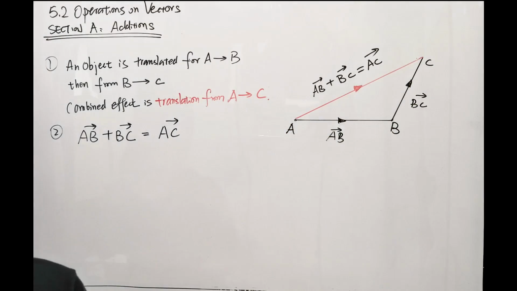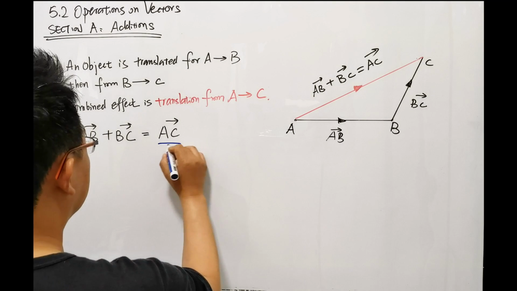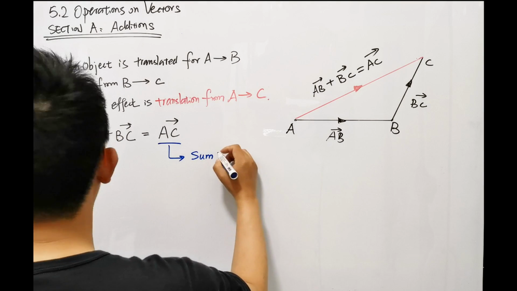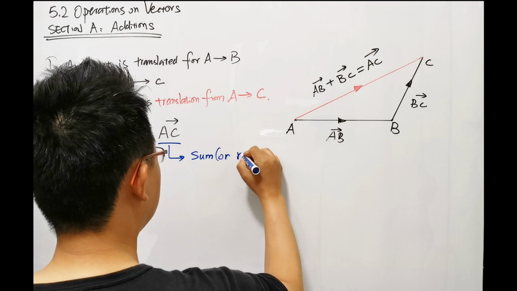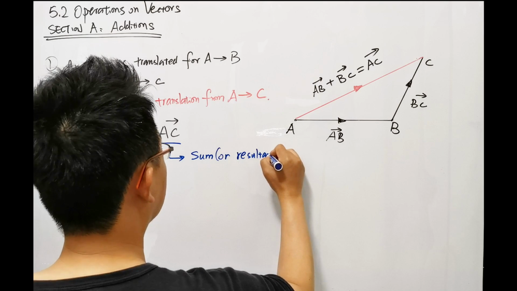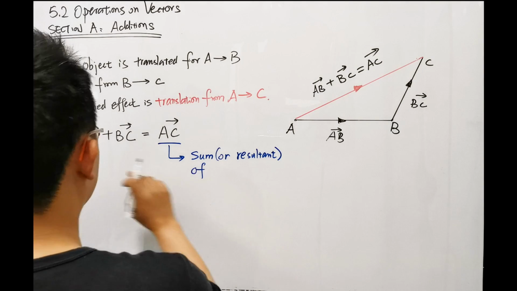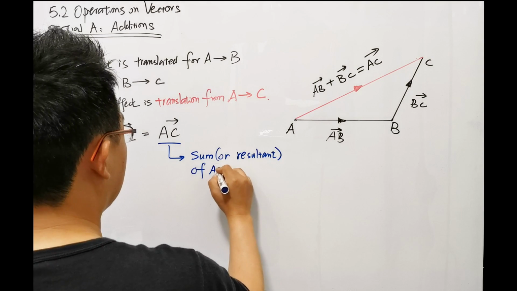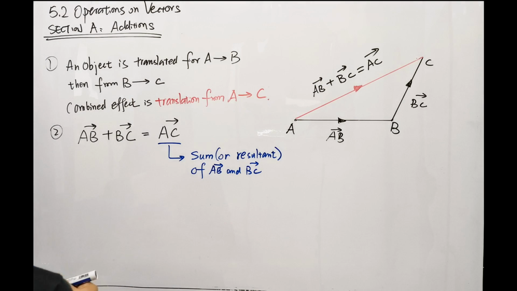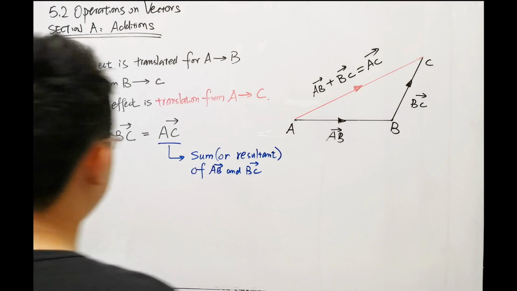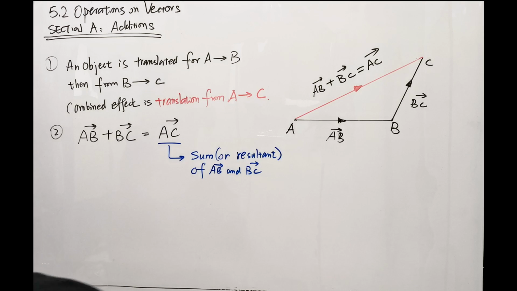So this AC we give a name: the sum, or sometimes we call it the resultant of the vectors AB and BC. So we call it the sum of these two vectors. Basically, AB plus BC equals AC.